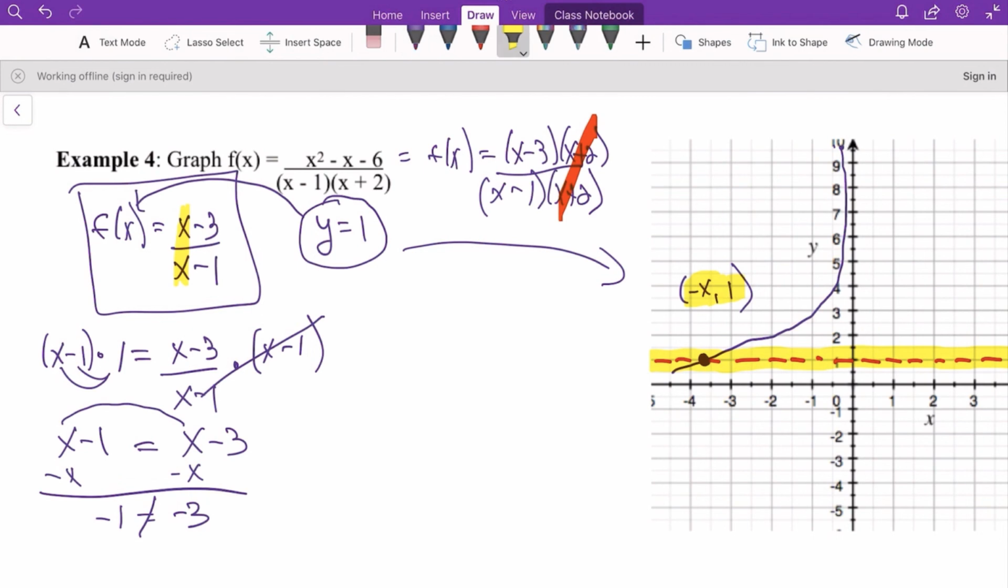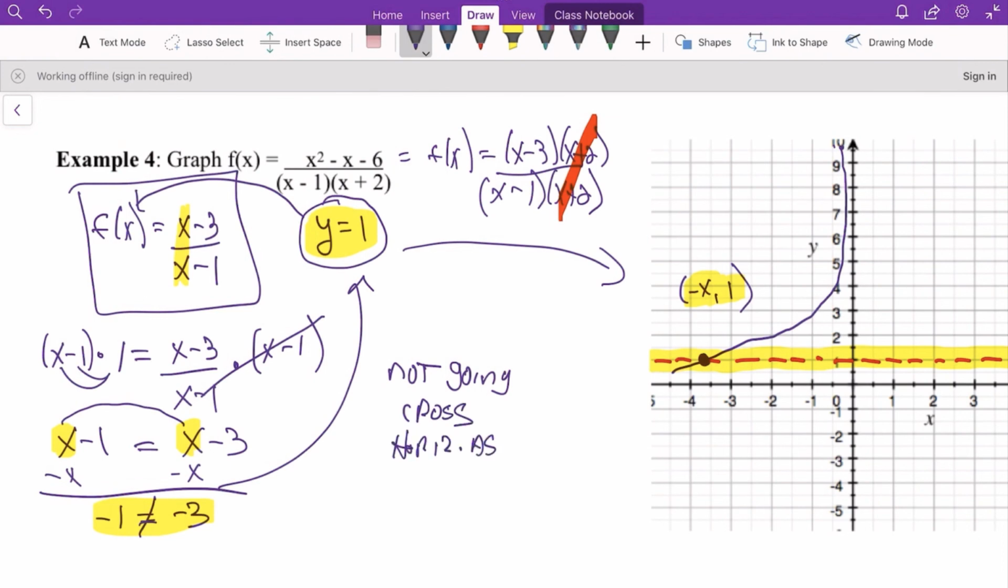So what we tried to do is see if there was an x-coordinate to match up with this y-coordinate of 1, and the equation failed. The solving part failed. So what that tells us is there is no x-coordinate where the y-coordinate is also equal to 1. So when this happens and the equation is not solvable, it's not going to cross the horizontal asymptote. So that's really the test. That's your more algebraic approach.